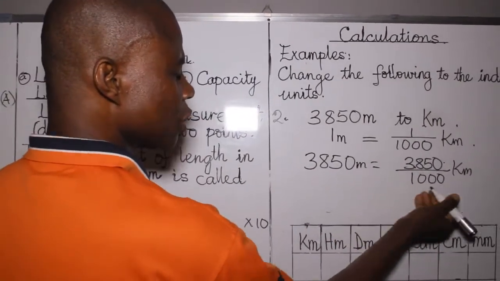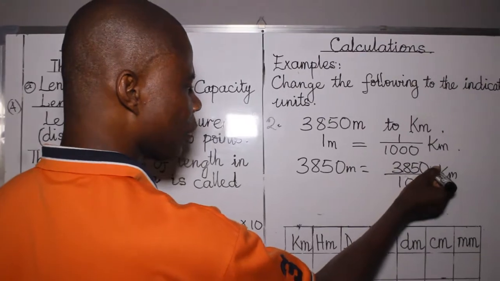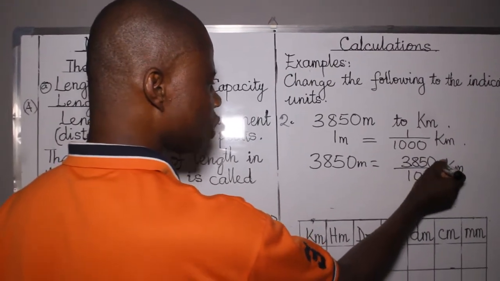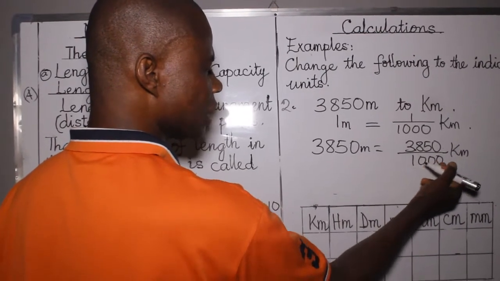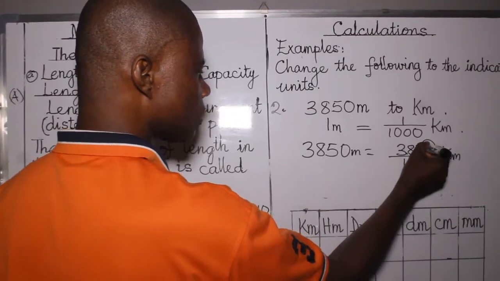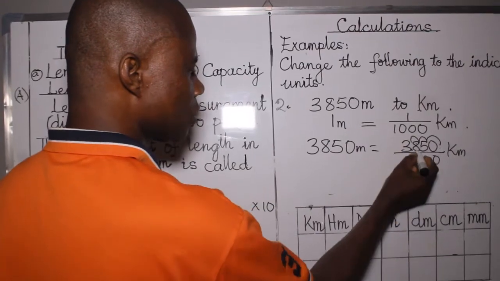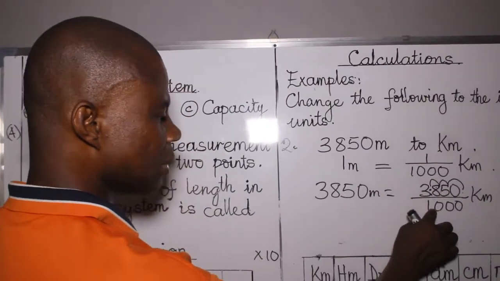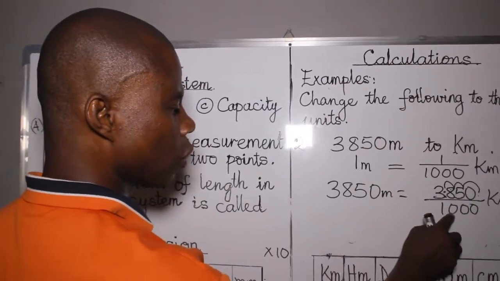And the rule says shift the decimal point. 3,850 is the whole number, so the decimal point is at the back. Shift. How many zeros does the denominator have? 3. So shift once, twice, thrice. So the decimal point comes here, and it becomes 3.850 over 1.